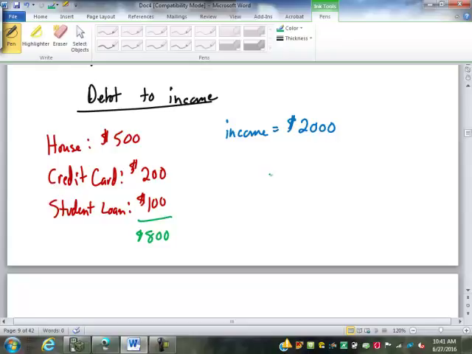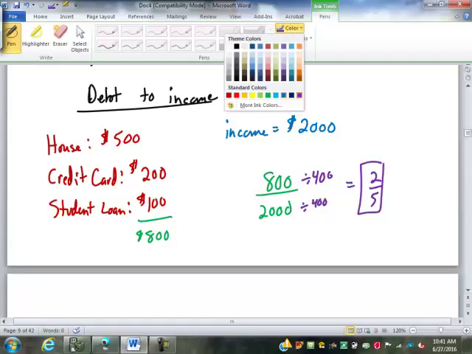So your debt to income ratio is $800 over $2,000. Both of those can be divided by 400, which would give you a 2-to-5 ratio. Now, if you don't see that, obviously, I would divide both of those by 100 to make it 8 over 20, and then divide by 4 to make it 2 over 5. A 2-to-5 ratio.